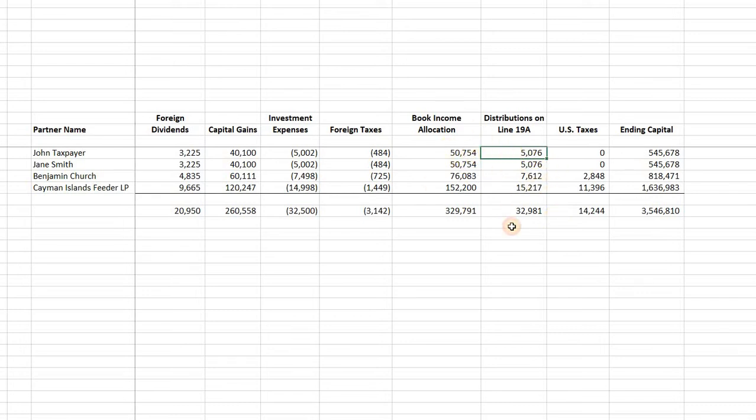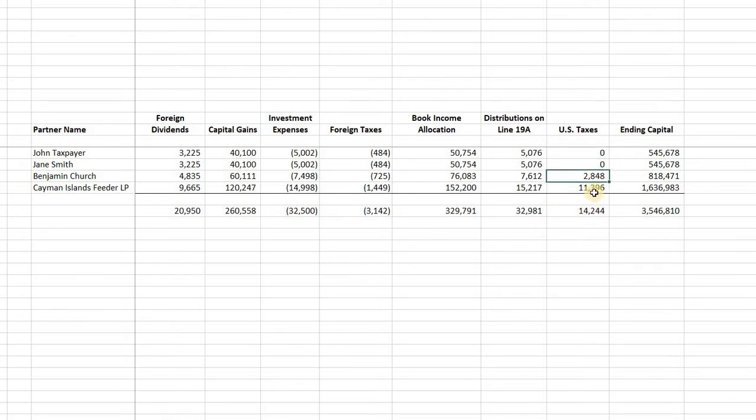So that's 10% of $50,754, right, and so on. Now, the U.S. taxes withheld, notice how this differs for John and Jane and the other partners. John and Jane are U.S. citizens, and so for that reason, we don't have to withhold any U.S. taxes on their allocation of U.S. dividends to them. But we do for Ben and the Cayman Fund.